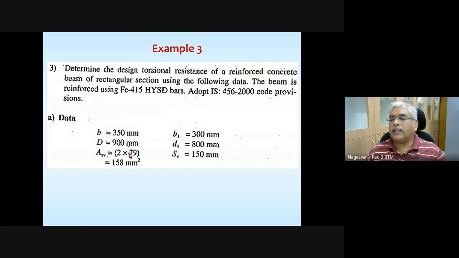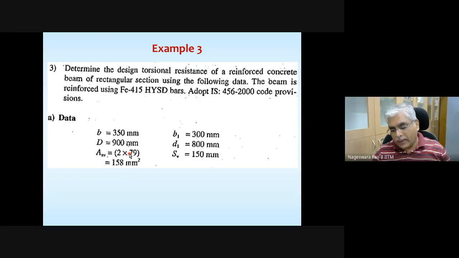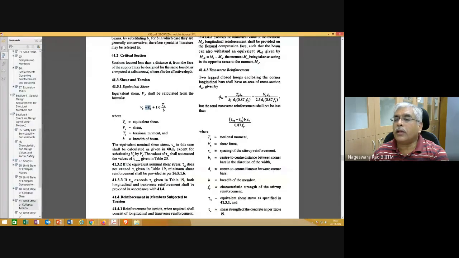2 times 79. 79 corresponds to what diameter of rebar? You need to work it out, or if you really want to know what kind of rebar, you equate the 79 to pi d square divided by 4 and back calculate d. That gives you an idea about what the diameter is. Anyway, that information is directly given. So you need to estimate the torsional resistance of this section. So we'll see how to proceed. Basically, we'll be making use of this relation.